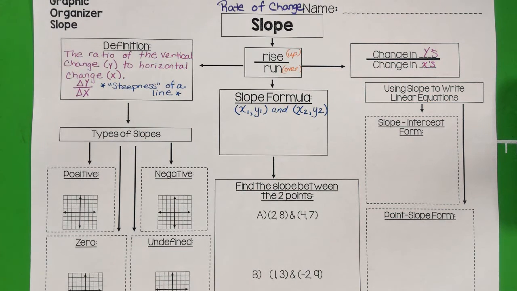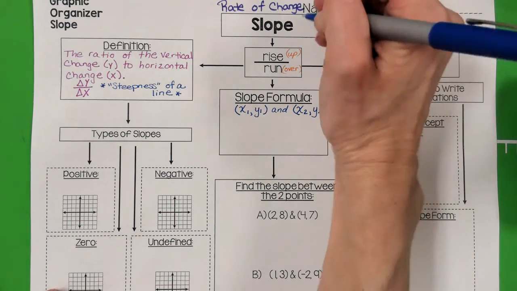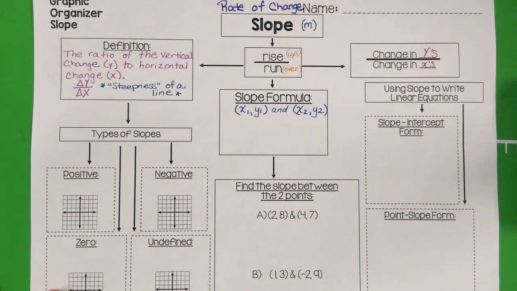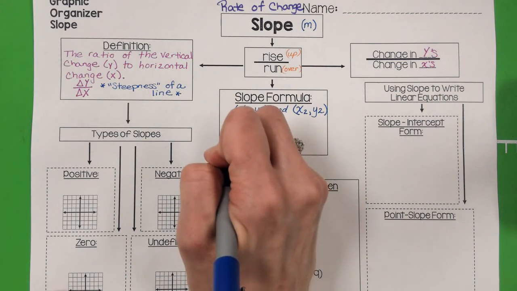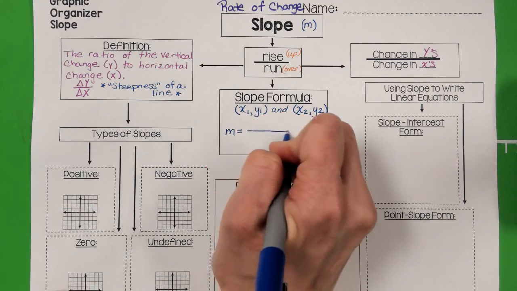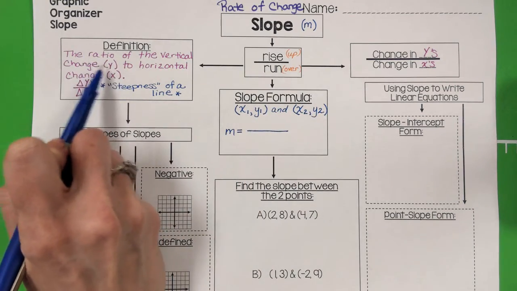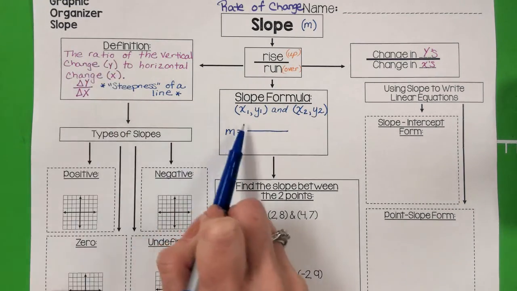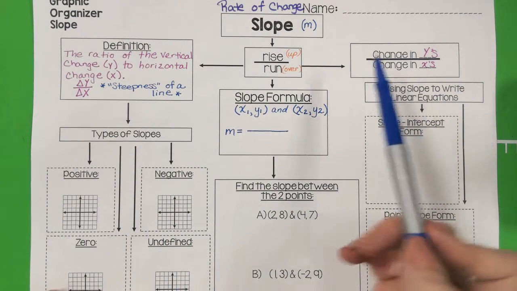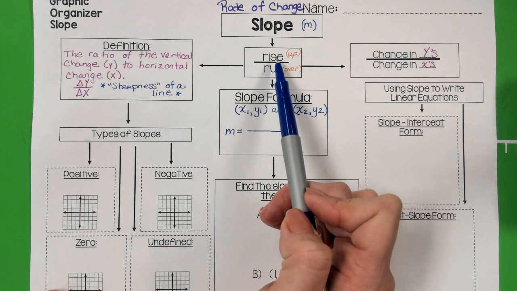Now in math, there's a letter that always represents slope, and that letter is M. It just always represents slope when we write equations of lines. So when we do the formula, we say M equals, and because the slope is a ratio, which means it's a fraction, we know that we're going to have a fraction line here. And rise means to go up and down.